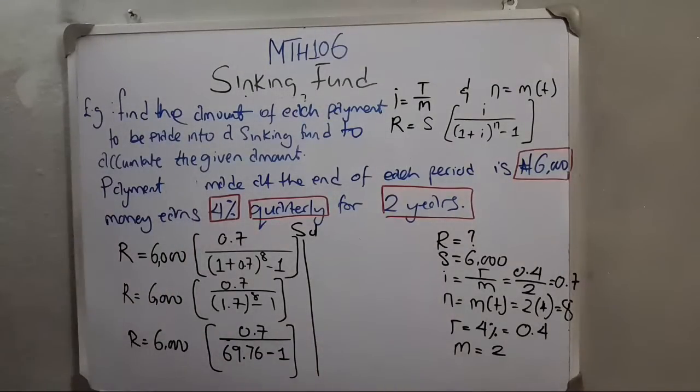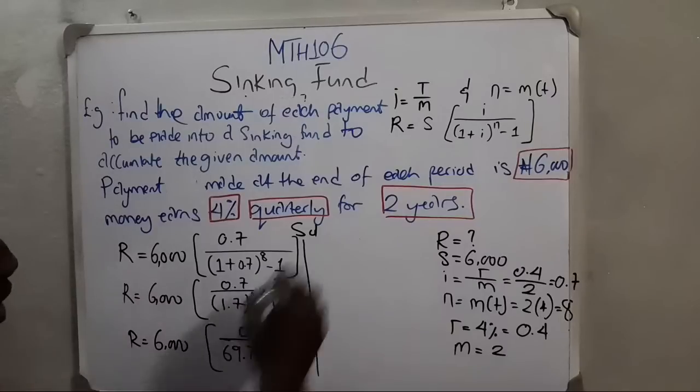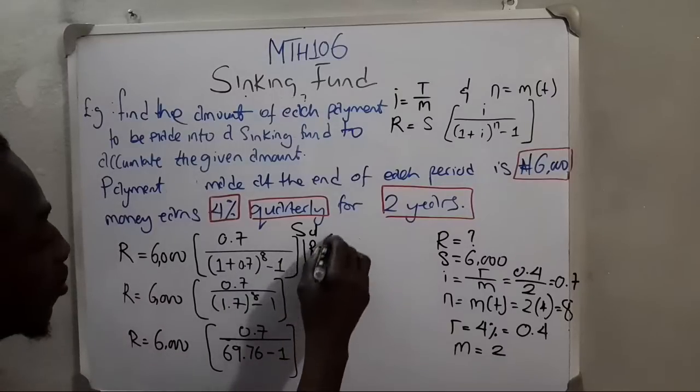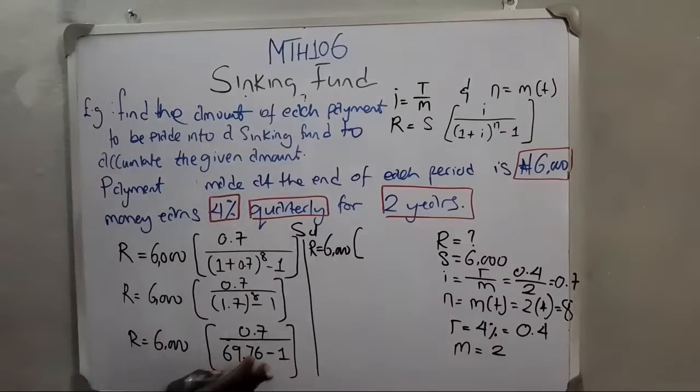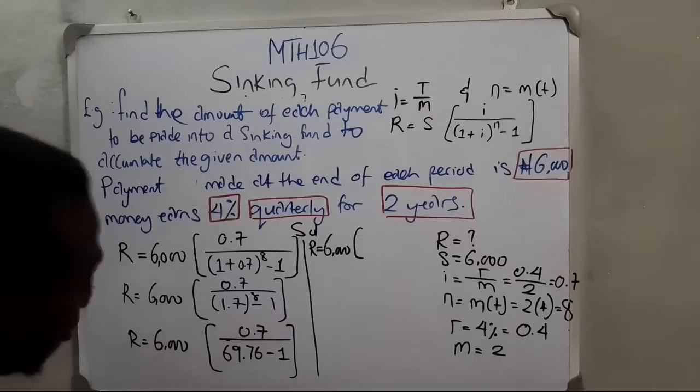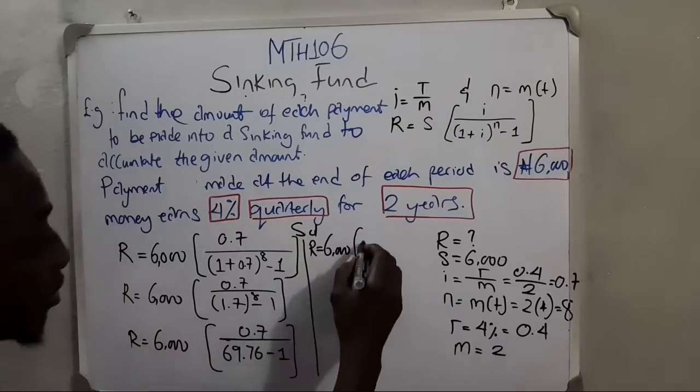So from here, we can say R equals 6,000 into bracket. So we can do this. That's 69.76 minus 1. Right, that's 68.76.